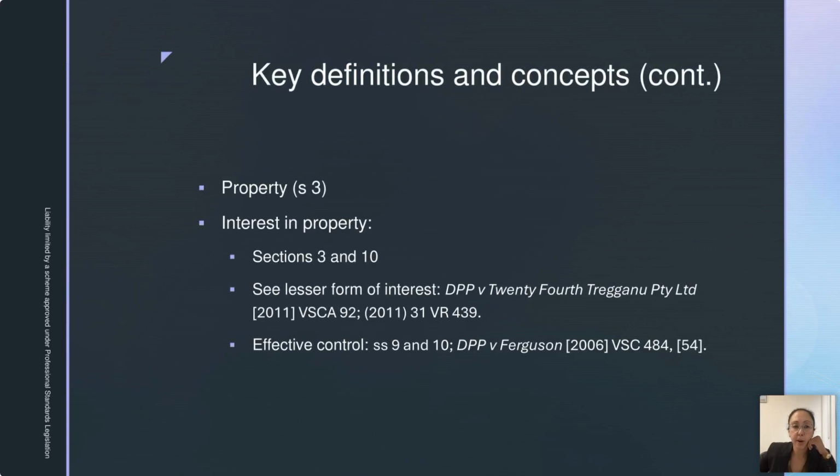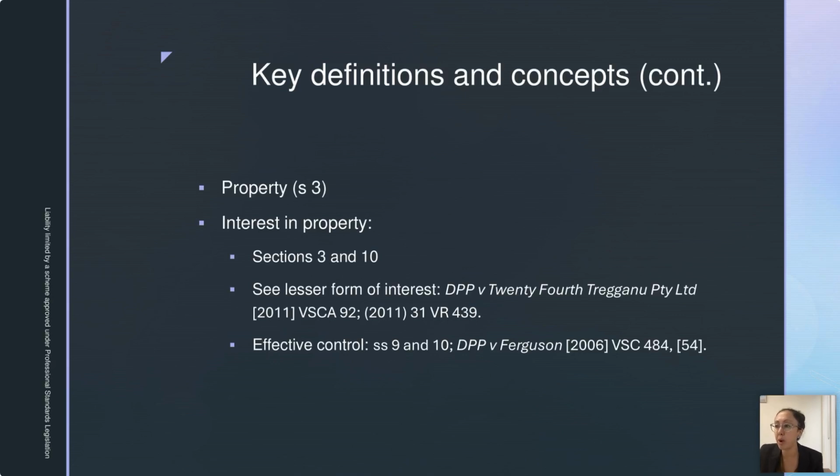So property has a very broad definition under Section 3 of the Confiscation Act. And property means, let me grab the definition specifically for you. So property includes legal and equitable interest in property. And if I move straight to what interest in property means, let's do a quick search.